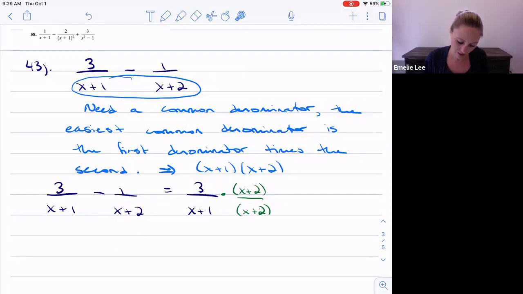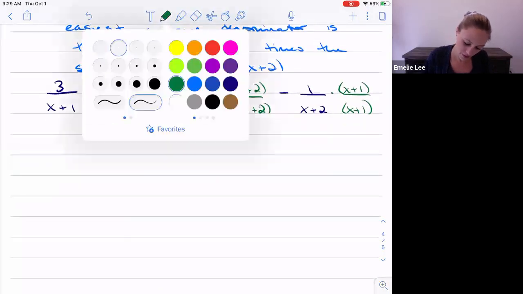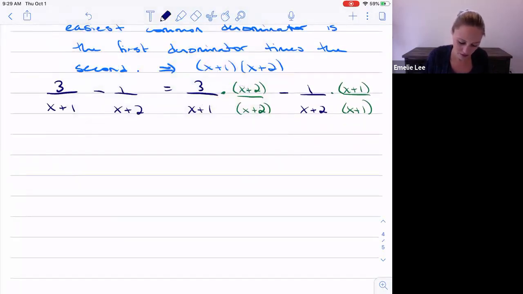And then same thing with the next term. When I'm looking here, I glance over here and I say, okay, well, I need an x plus 1. So that's going to be my convenient value of 1. So minus 1 over x plus 2 times x plus 1 over x plus 1. Now I'm just multiplying fractions here and here. So I'm going to do that first and kind of smush them together.